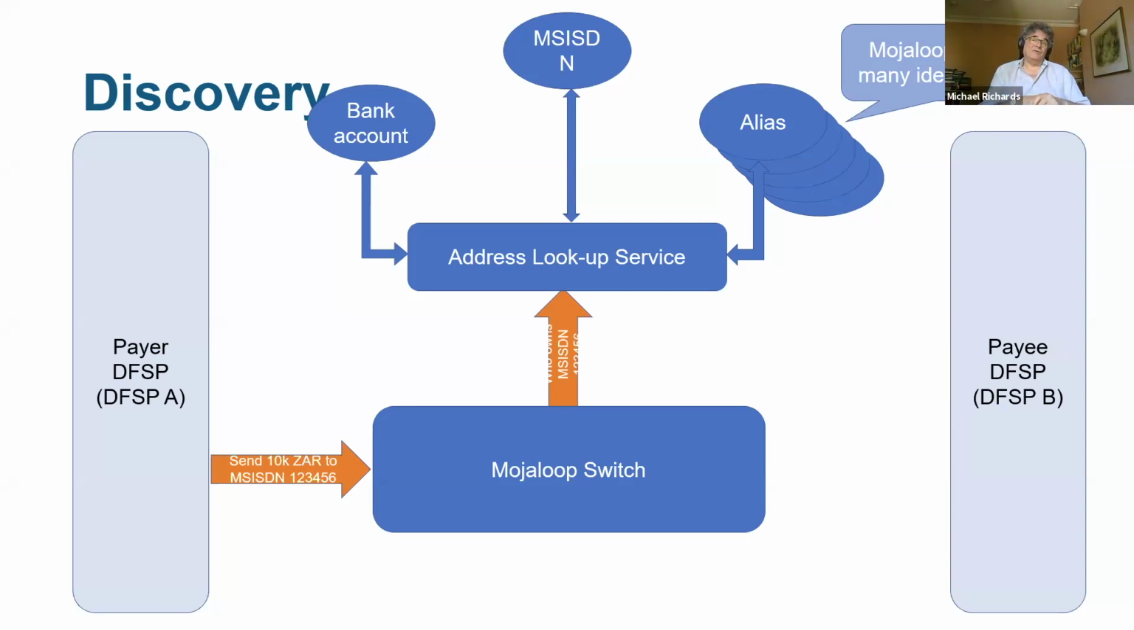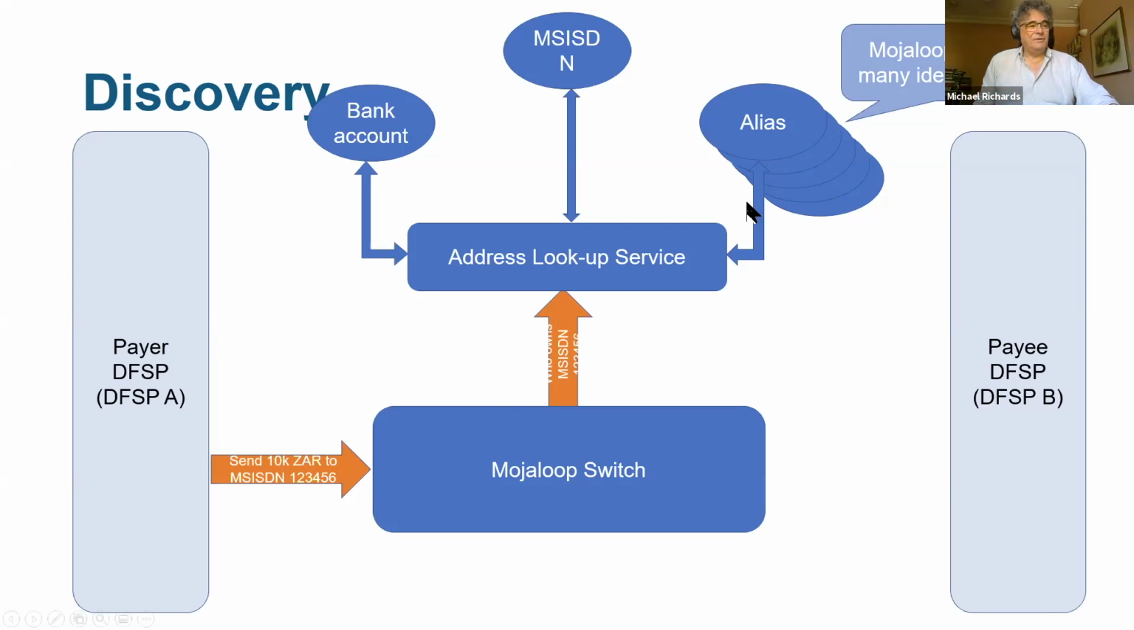Other kinds of identifier, for instance, aliases, may be set up completely ad lib. People may just want to say, I want to register Mike at Spiffy, and my DFSP will send something through to the address lookup service saying, if you get a request for Mike at Spiffy, please route it to me. And that's all that's being said here.